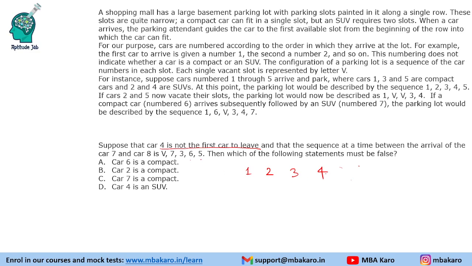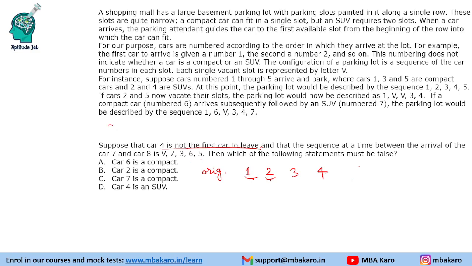So if one car leaves, either one or two will leave, right? Then only 5 can arrive. So if we take initially 5 cars, we are getting the first car to leave is 4. But that is not possible. So that means original is 1 2 3 4. Now 4 is not the first car to leave. That means one or two left, and 5 is not fitting in one or two place.